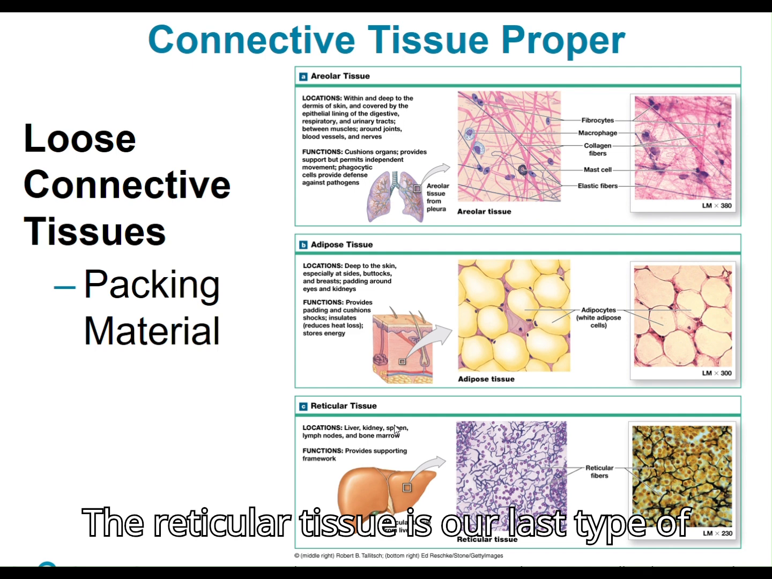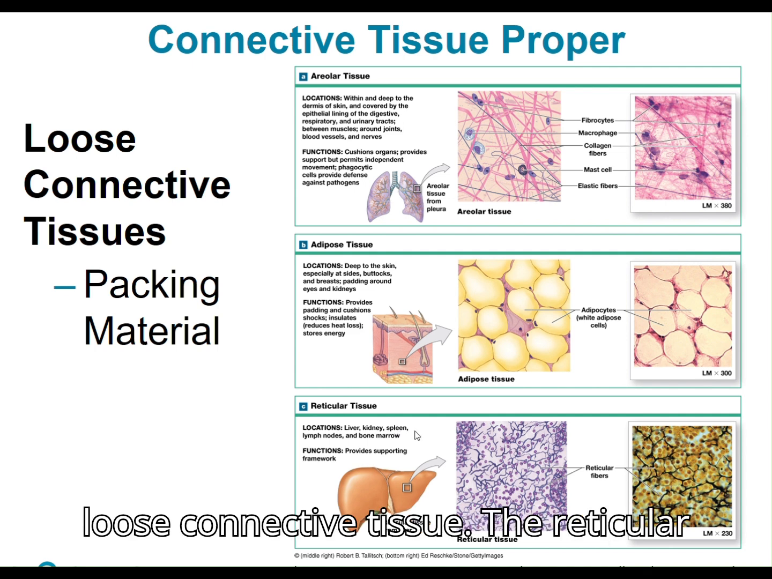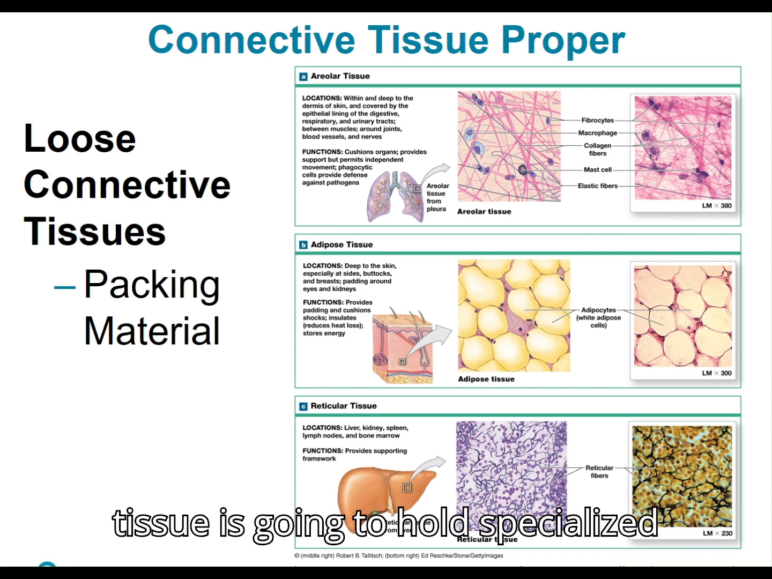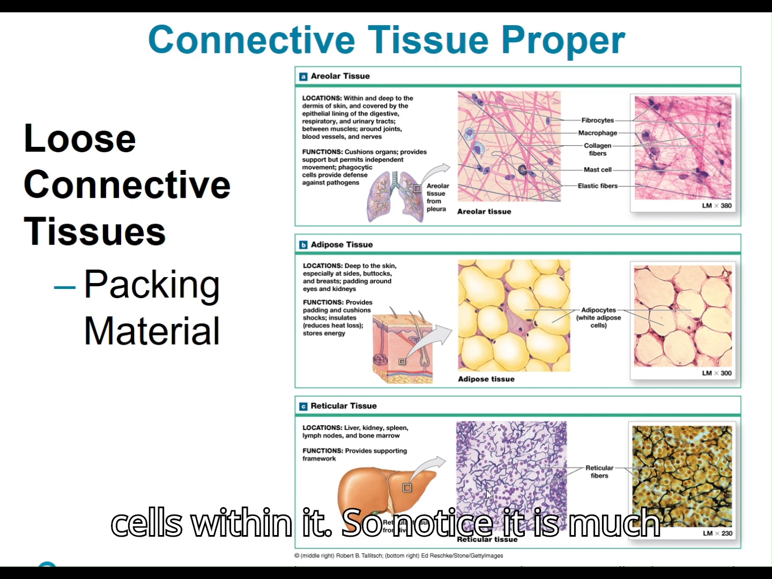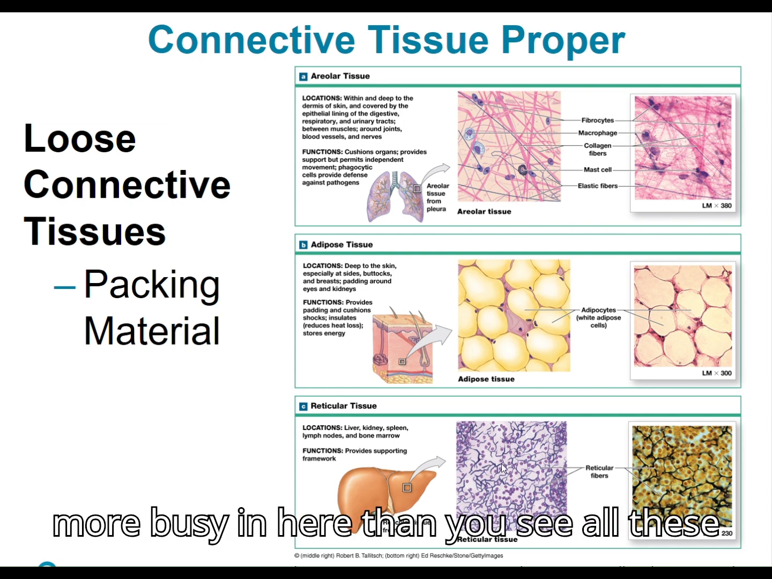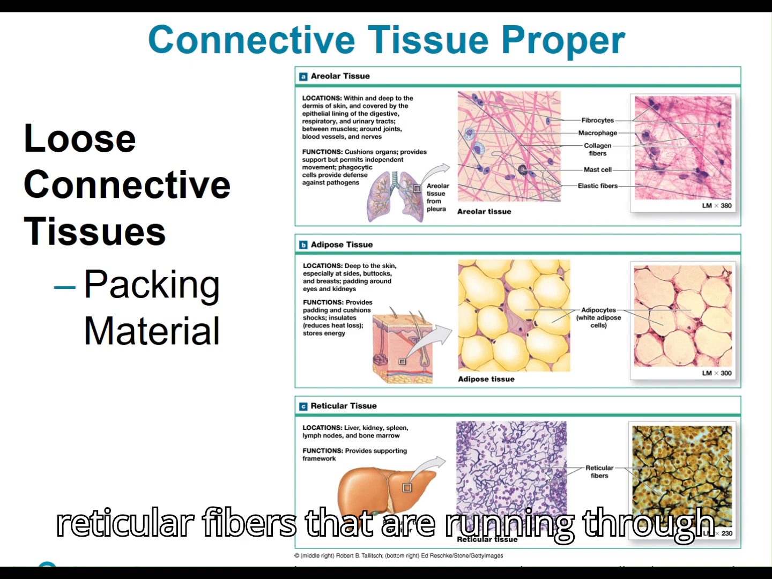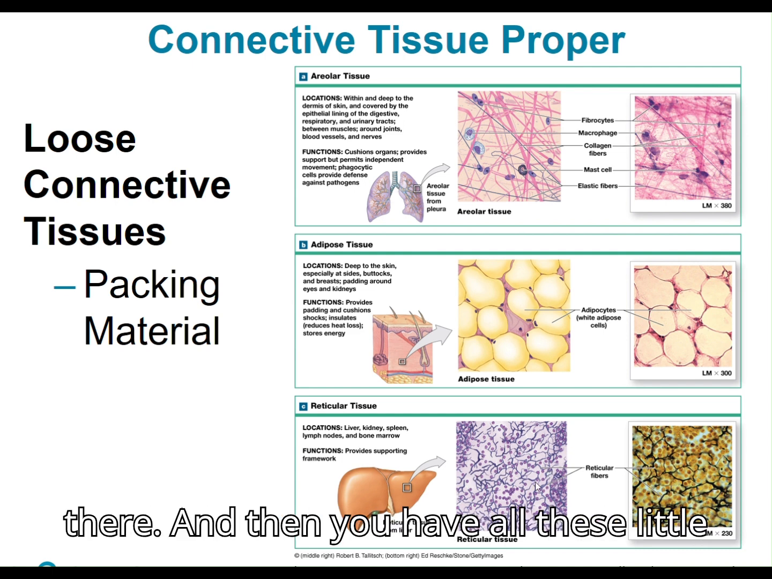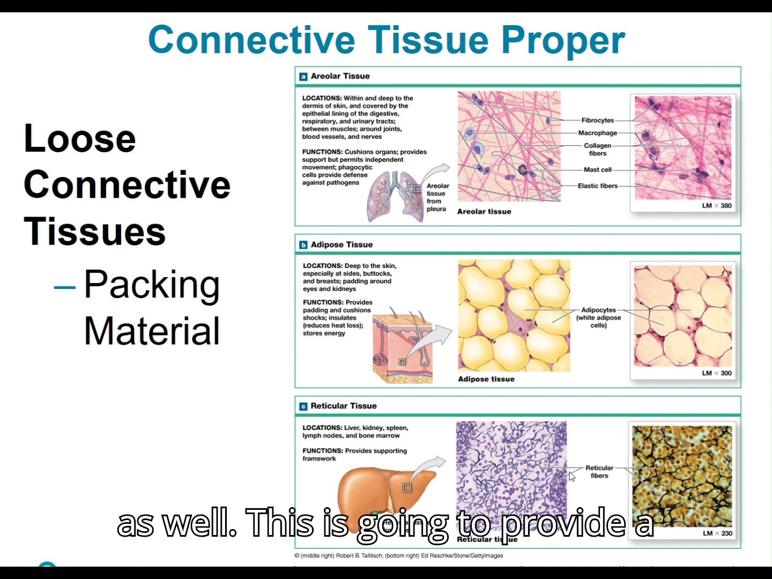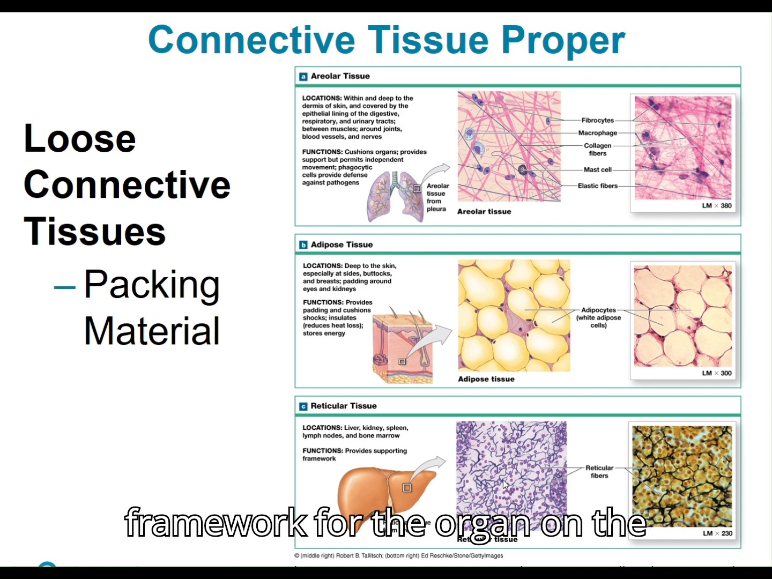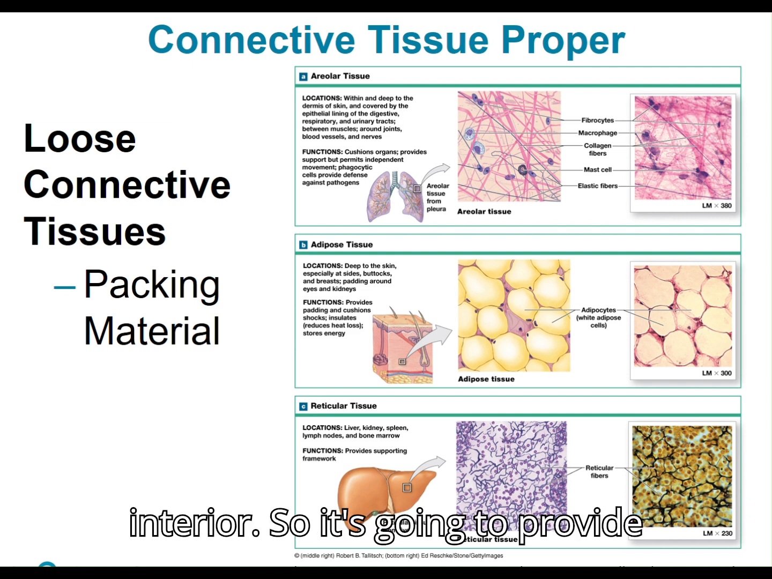Reticular tissue is our last type of loose connective tissue. The reticular tissue is going to hold specialized cells within it. So notice it is much more busy in here. You see all these reticular fibers that are running through there, and then you have all these little cells that are going to be surrounding it as well. This is going to provide a framework for the organ on the interior.